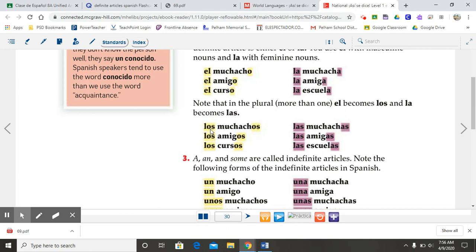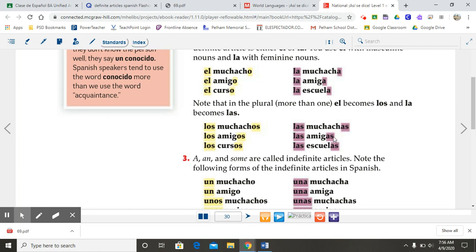Ready? Los muchachos, los amigos, los cursos, the boys, the friends, the courses. Notice how the ending is both masculine and plural, masculine and plural, masculine and plural. That is why we are using los and not el. Okay? Singular, plural. Both of these are masculine.